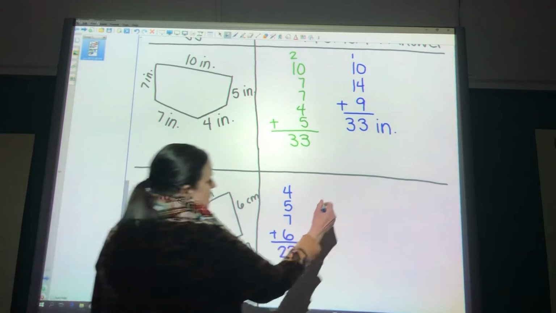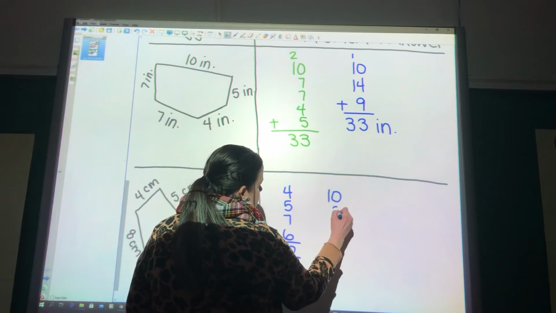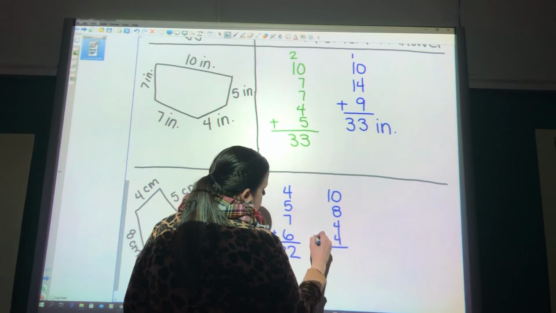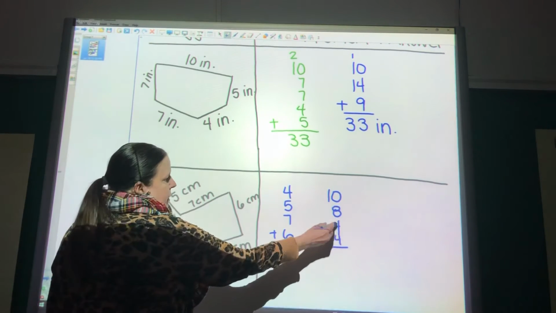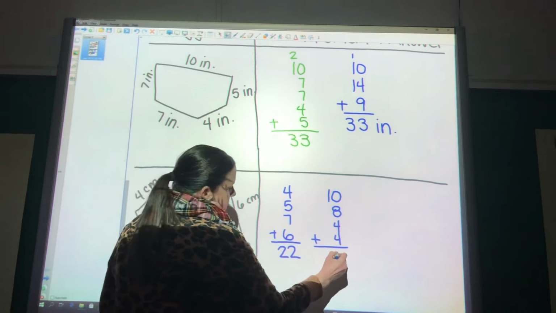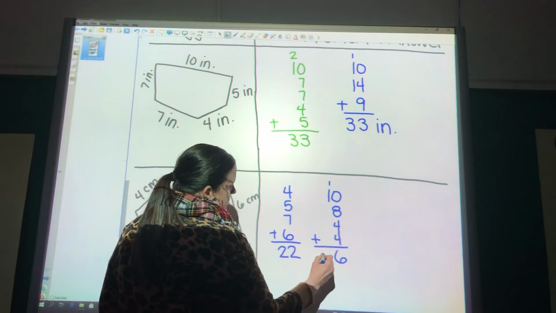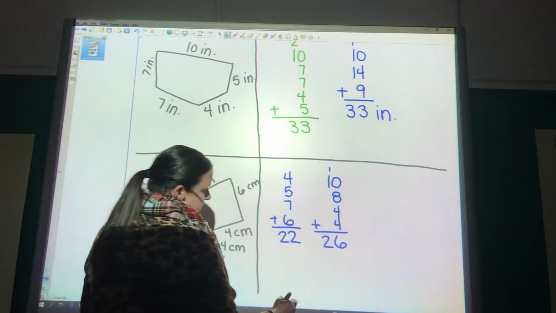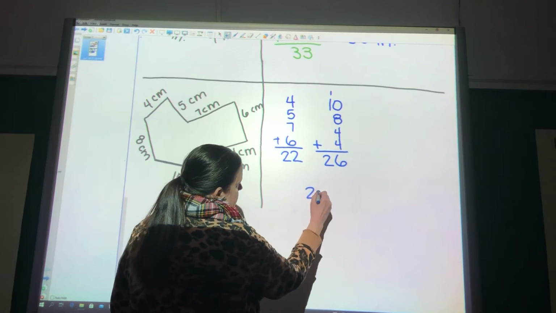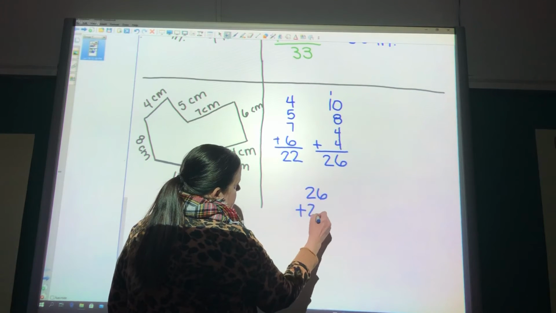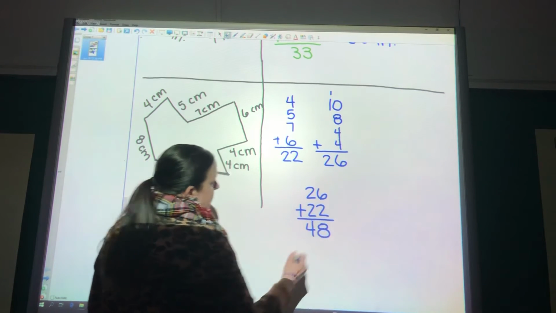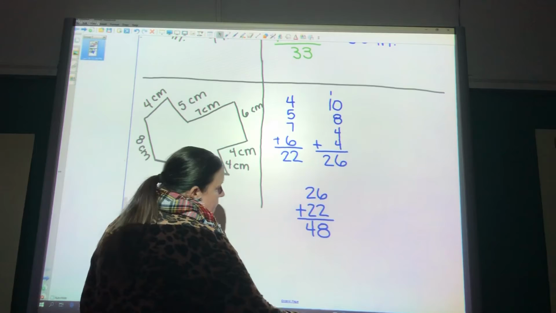Now I'm going to do my other ones, my 8, my 10, my 4, and 4. So 10, 8, 4, and 4. So 4 plus 4 is 8, 8 plus 8 is 16, carry the 1. So I get 26, and then I could take these two and do the 26 plus 22, and I get 48. Okay, so that's one way.